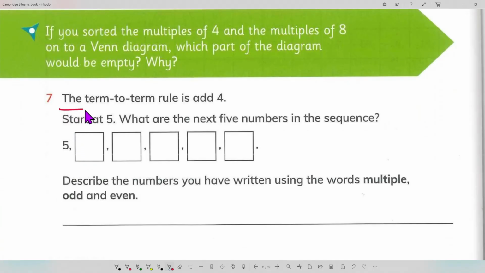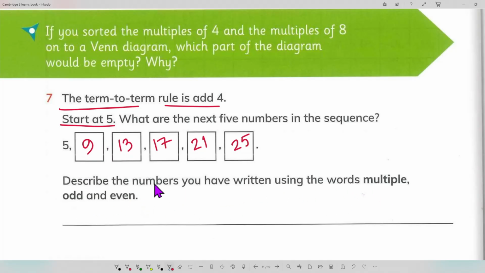Now the term to term rule is add 4. Start at 5. What are the next 5 numbers in the sequence? So we will add 4. So here is 9, here is 13, here is 17, here is 21, and here is 25. Describe the number you have written using the words multiple, odd or even.